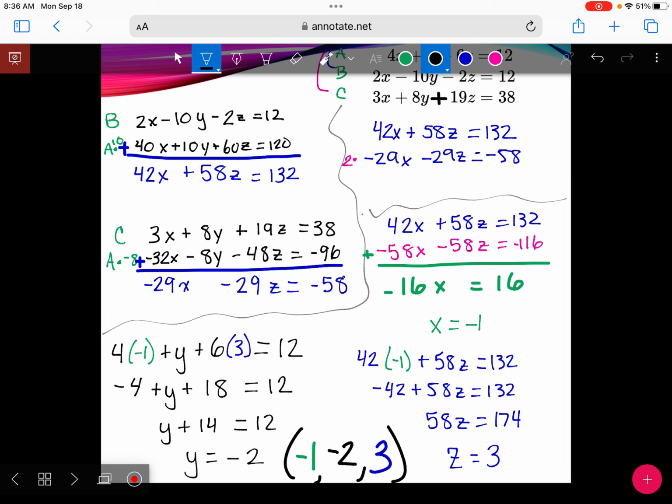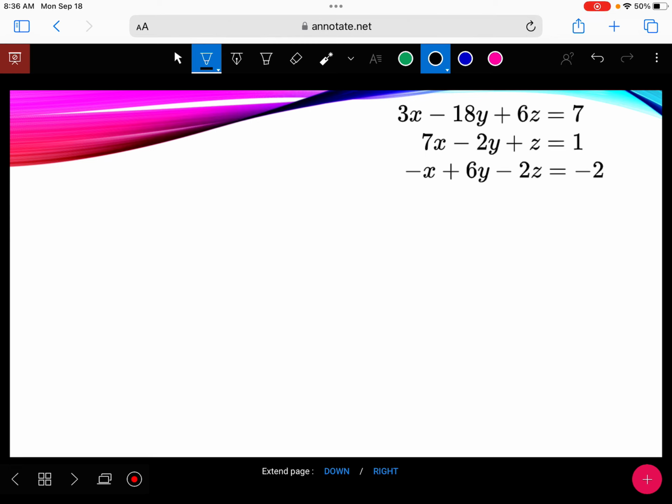Okay? So I know these are a lot. I'm going to do one more today, and then we'll do more tomorrow. All right, you ready for me to change it? So we have 3x minus 18y plus 6z equals 7. 7x minus 2y plus z equals 1. And minus x plus 6y minus 2z equals minus 2.